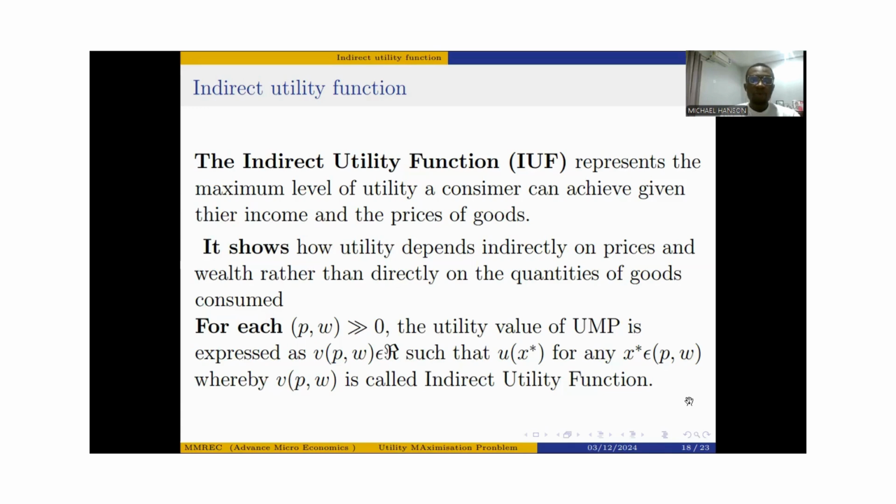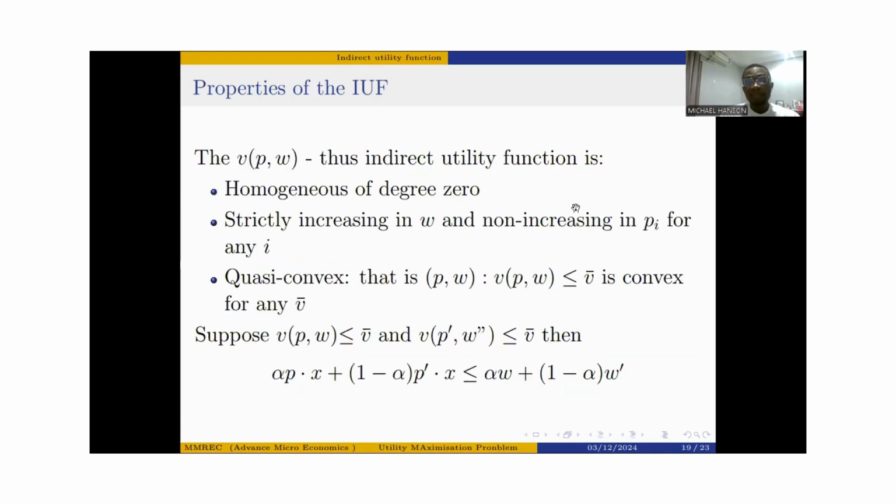Okay, so the indirect utility also has assumptions: homogeneous of degree 0. We've talked about that. It is also strictly increasing in wealth, but non-increasing in prices. So you can understand that one also. The more price increases, the less you're able to afford, your wealth reduces. But the more your wealth, the more you're able to consume. So that's why the indirect utility function shows a non-increasing relationship with price, but a non-decreasing relationship with wealth.